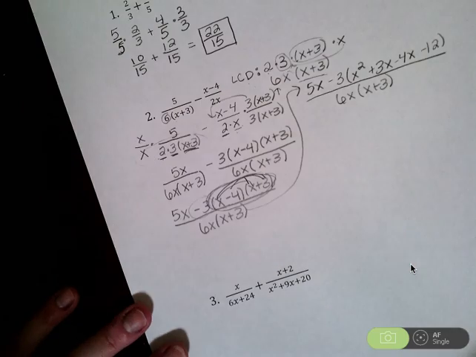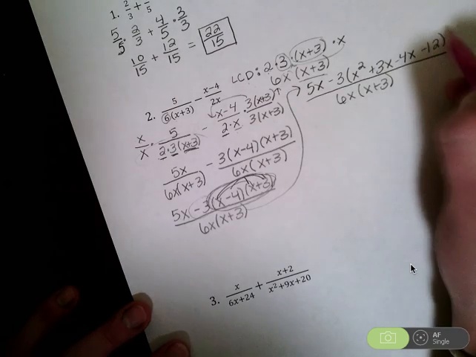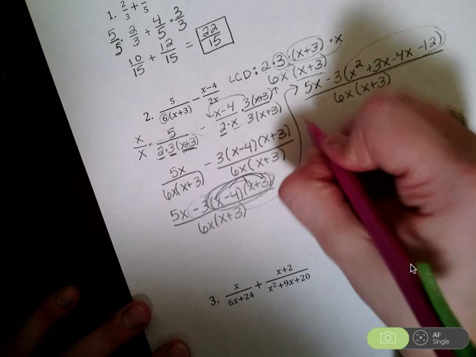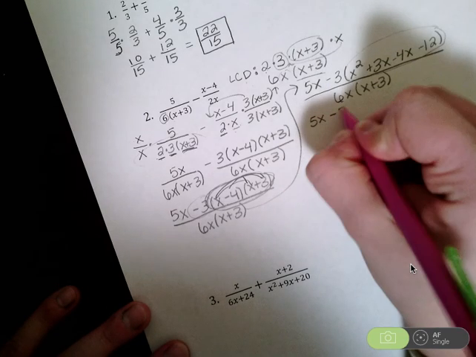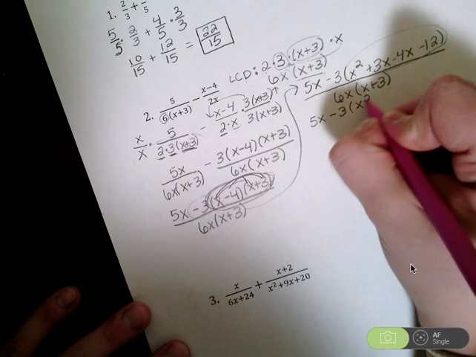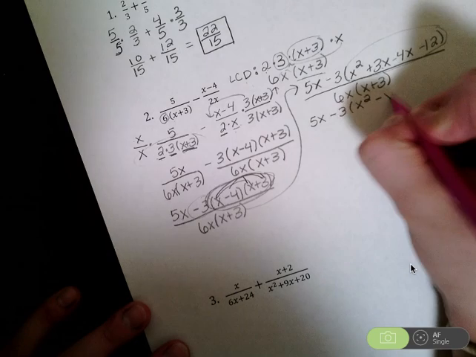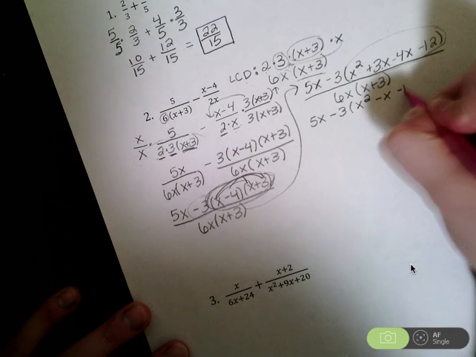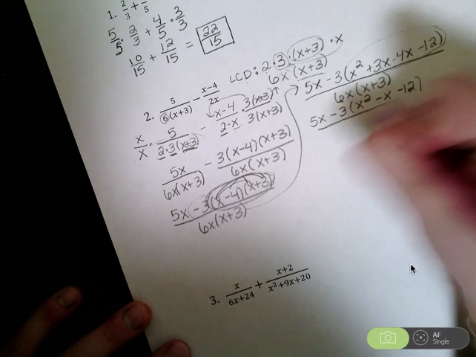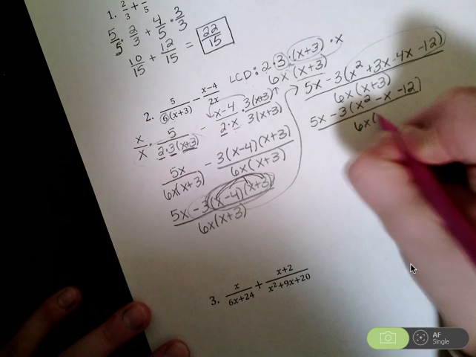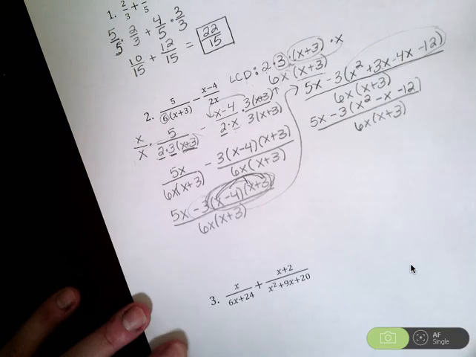All right. Now I'm going to distribute. Actually, I'm going to simplify this first. Let's simplify that, because we can combine some like terms here. We still have the 5x minus 3, x squared, 3x minus 4x is a negative x, minus 12, all divided by 6x times x plus 3.